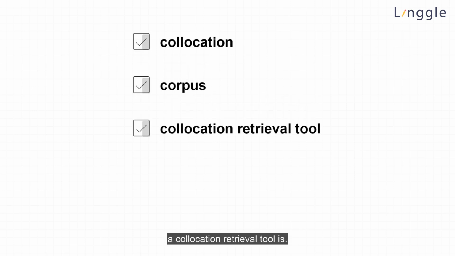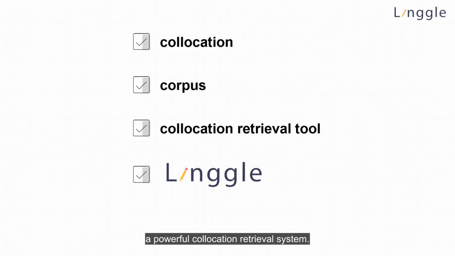Finally, this is the end of the Linggle tutorials. Let's do a quick review on what we have learned so far. We have introduced what collocation and corpus are. We have also introduced what a collocation retrieval tool is. A collocation retrieval tool can be used to search for collocation information in a corpus. Most importantly, we have introduced Linggle, a powerful collocation retrieval system.